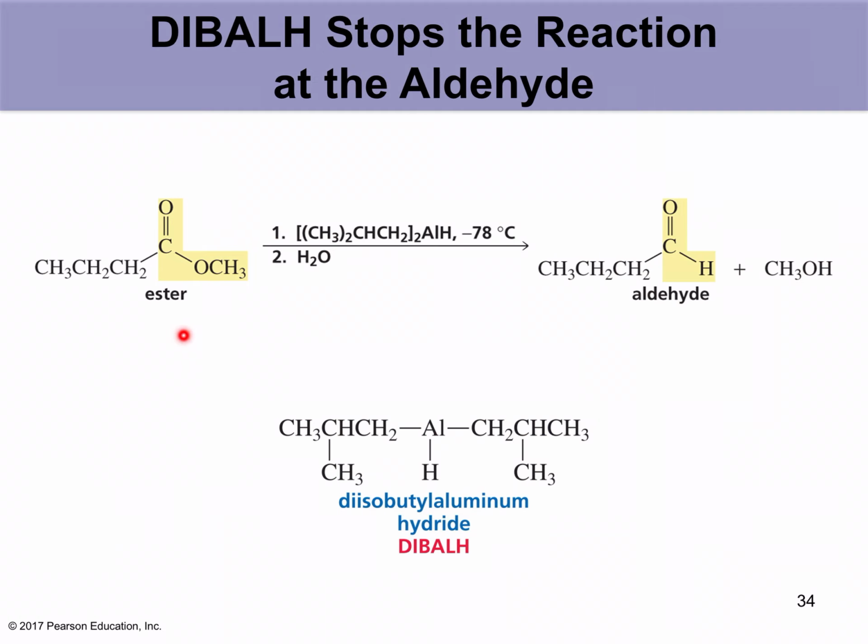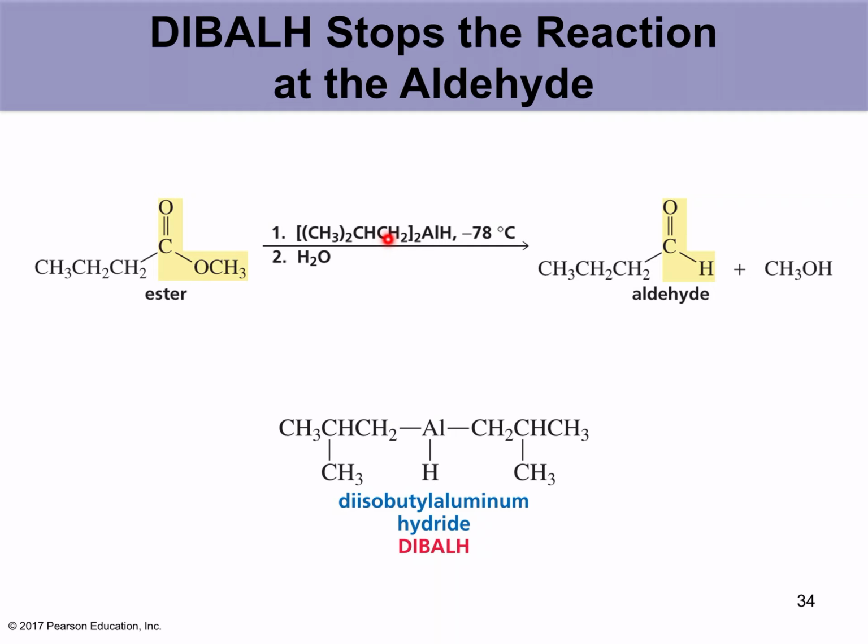Now, if you have an ester and you want to stop the reaction at the aldehyde level, we can use DIBAL-H. DIBAL-H is this reagent right here, where aluminum has this dibutyl group attached to it. Dibutyl group, so two butyl groups.